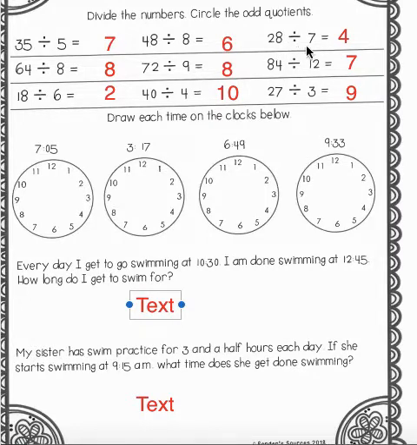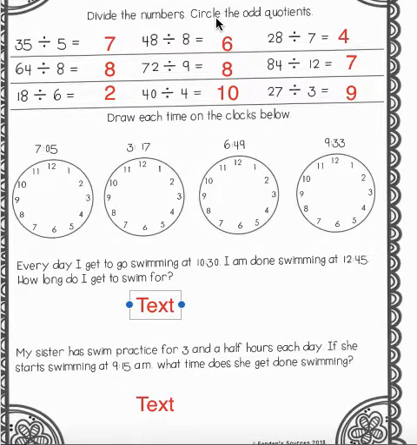So 28 divided by 7 equals 4. 64 divided by 8 equals 8. 72 divided by 9 equals 8. 84 divided by 12 equals 7. 18 divided by 6 equals 2. 40 divided by 4 equals 10. And 27 divided by 3 equals 9.